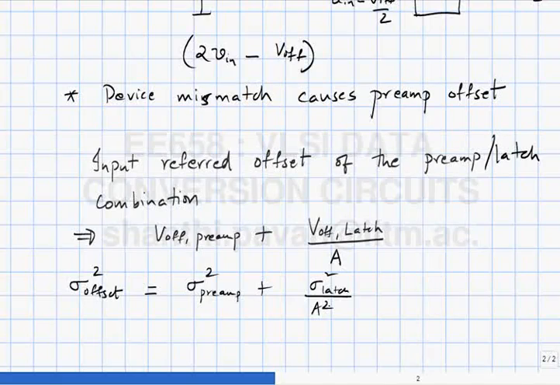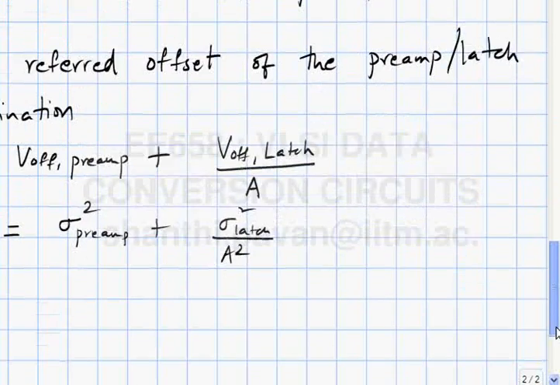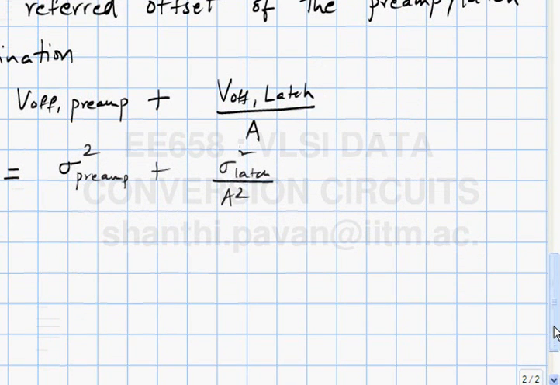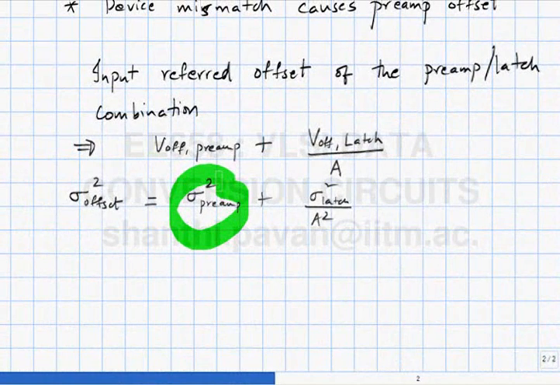Alright? If you have to reduce the input referred offset of this entire combination, then earlier you were getting killed by the latch, now you are getting killed by the preamp. One thing is to say, I am going to increase the size of the devices in the preamp to make sigma preamp inherently small. But just as in the case of the latch, this is also a losing proposition simply because to reduce the sigma of the preamp by a factor of 2, I had to increase the size of the devices in the preamp by a factor of 4.